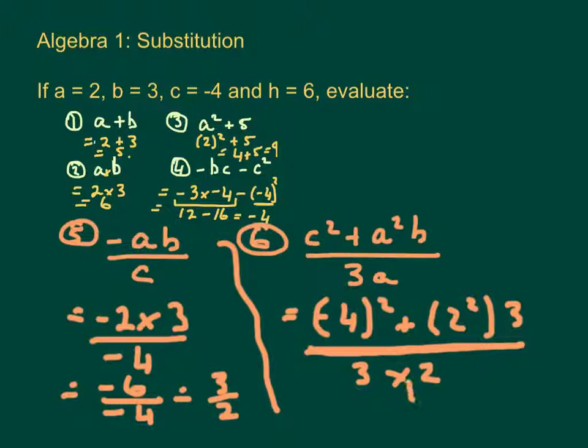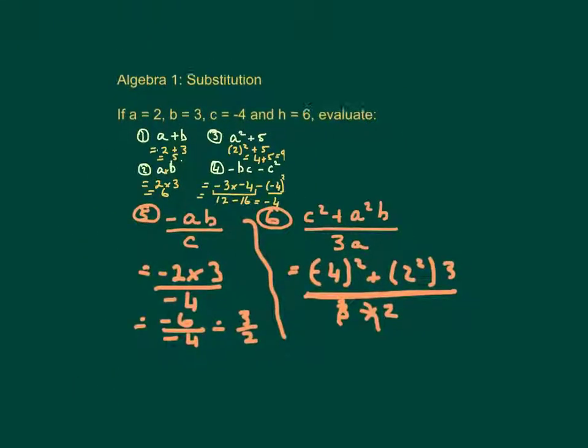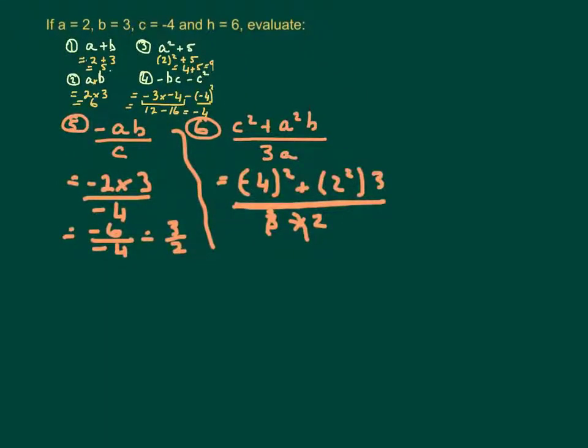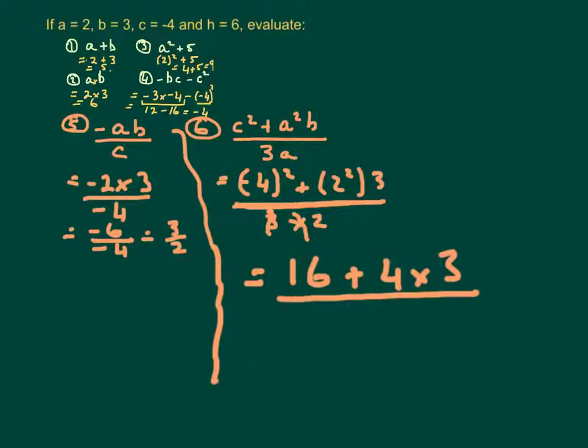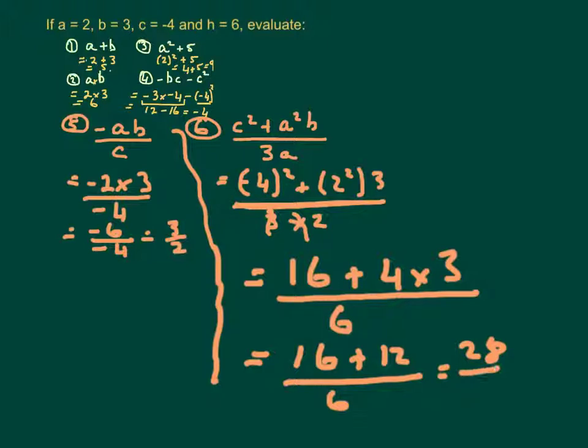Okay, let's make a bit more space so we can continue working on problem 6. Alright, what have we got here, lads? Now, negative 4 squared is 16, so that equals 16, plus 2 squared is 4 times 3, all over 3 times 2, which is 6. And that equals, we're nearly there, you do the multiplication upstairs in the numerator first, don't you? So it's 16 plus 12 over 6, which equals 28 over 6.